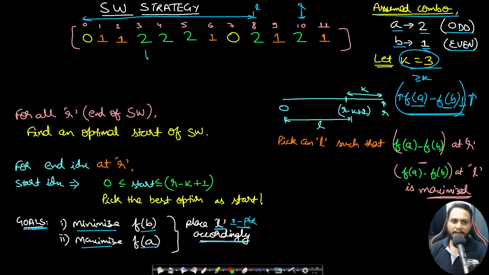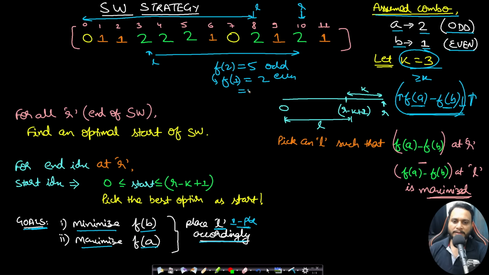Now let's say that I chose to place L here. Then how to find the frequency of A and B in the middle? If you had placed L here, I can iterate and find the frequency of 2, and that is equal to 5. Yes, it is odd. And I will iterate and find the frequency of 1, it is 2, and yes, it is even, and I can find the difference between them. 5 minus 2, it is 3. So the value that you get here is 3. If you try across all windows, you have to try to maximize this type of value, right?